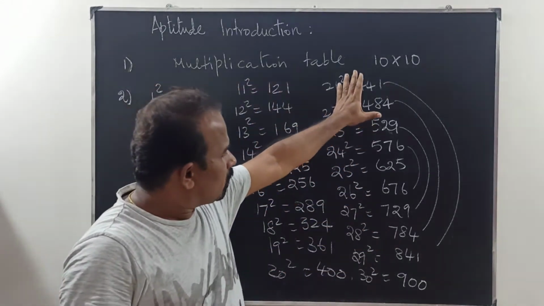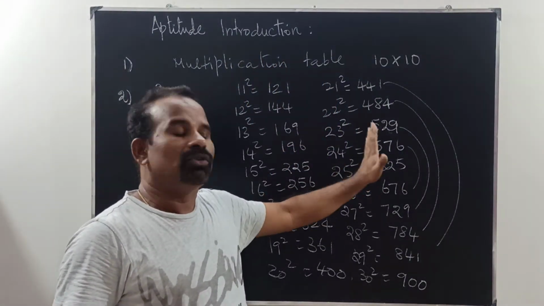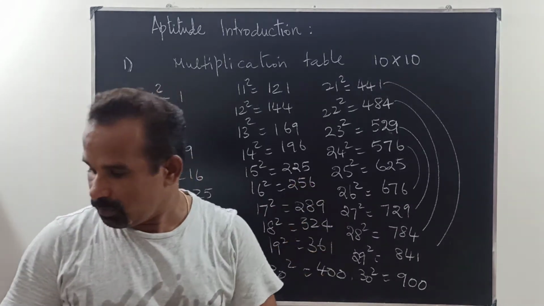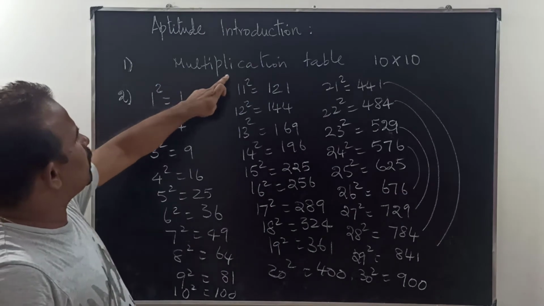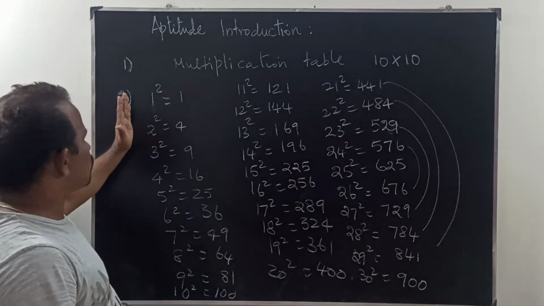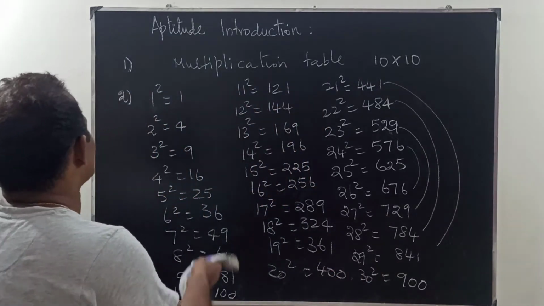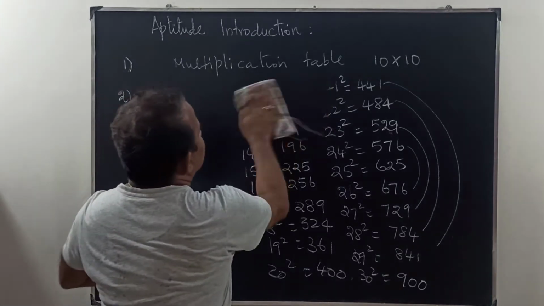Up to 30 squared you should know, so that wherever it is asked, you are able to say it. So the first thing is the multiplication table up to 10 by 10. Then the square numbers up to 30 squared. Then the cube numbers up to 10.